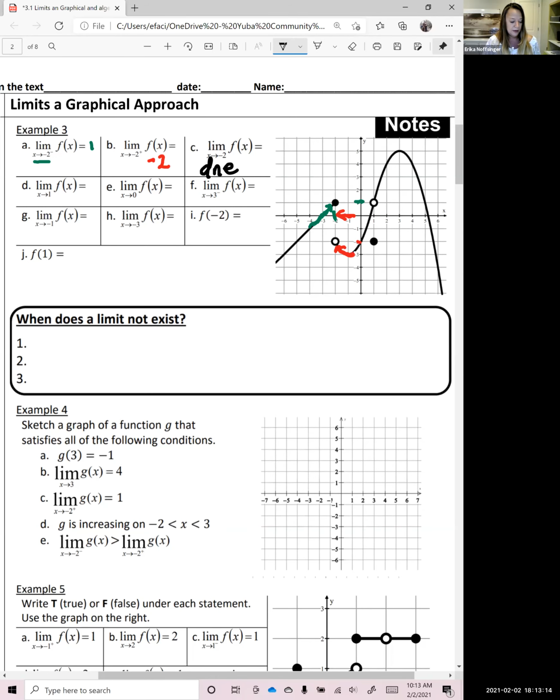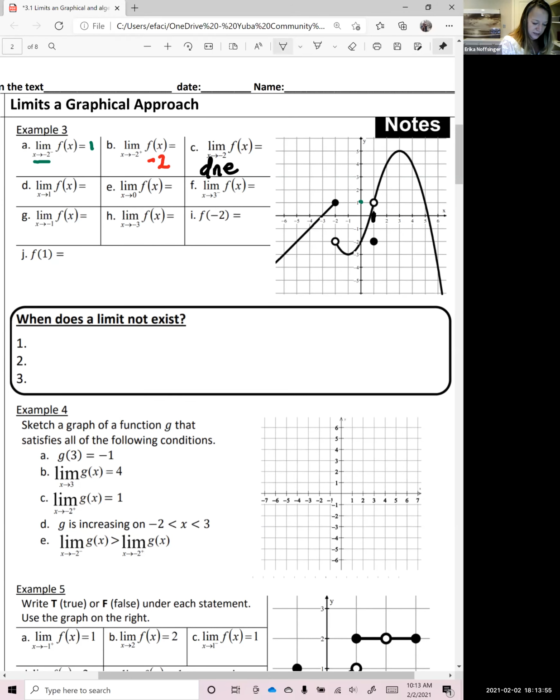So D, we're looking at the limit as x is approaching 1. I don't see any of those superscripts of plus or a negative sign. So I know I'm looking at both the left and the right-hand side, and we're seeing what it's equal to. So let me erase this real quick if I can. And so let's denote where x equals 1 is on that graph. So located x equals 1 here. And I need to make sure that the left-hand side and the right-hand side are coming to the same value.